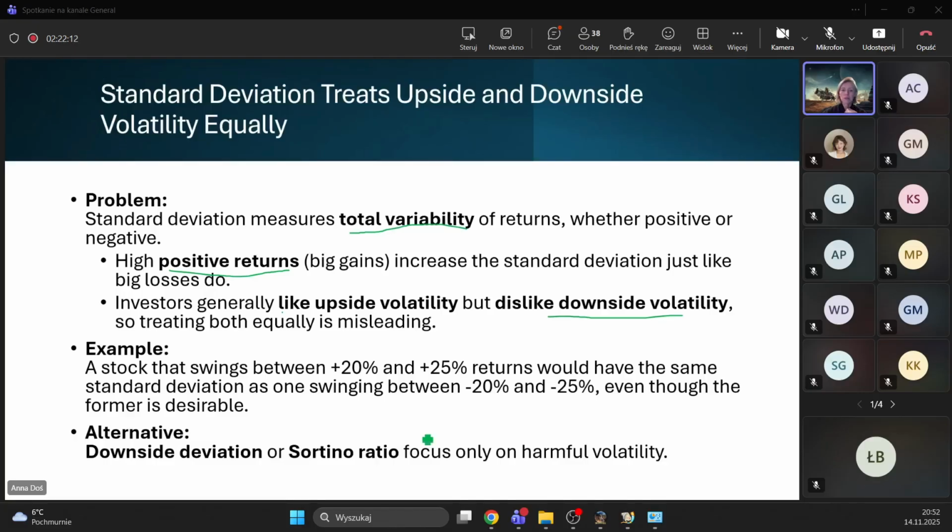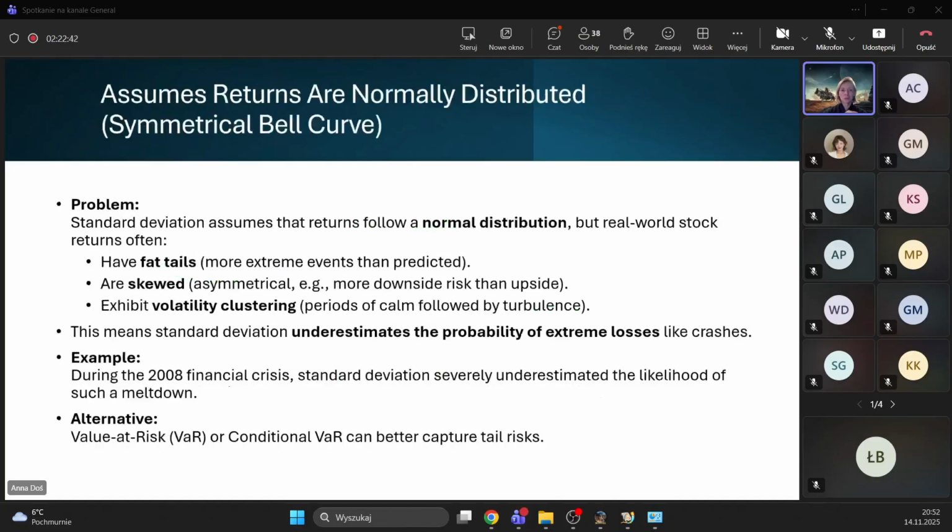For example, if a stock swings between returns of plus 20% and plus 25%, so positive returns, it will have the same standard deviation as one that swings between minus 20% and minus 25%, even though the first is what we want, right? So there are alternatives for this, downside deviation and the Sortino ratio. I will go to downside deviation later on. Another problem is that standard deviation assumes the returns follow a normal distribution.